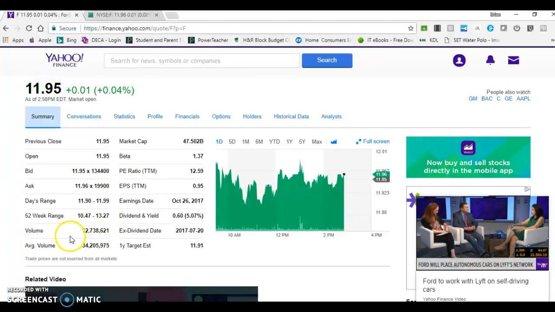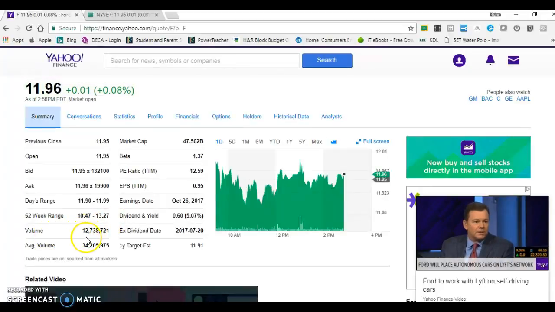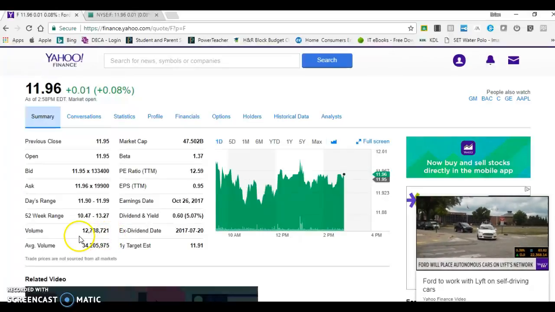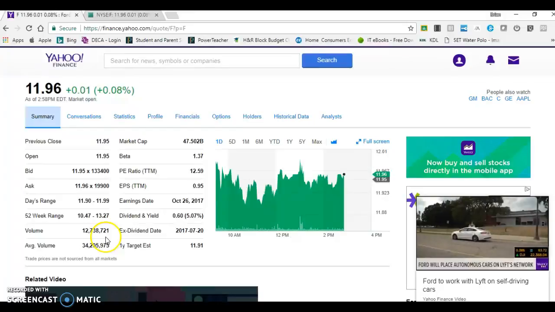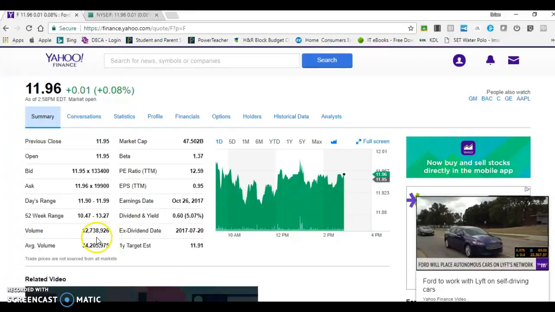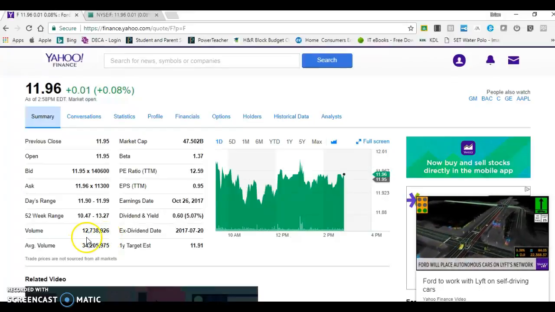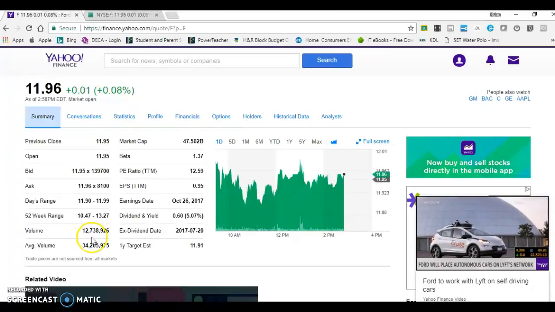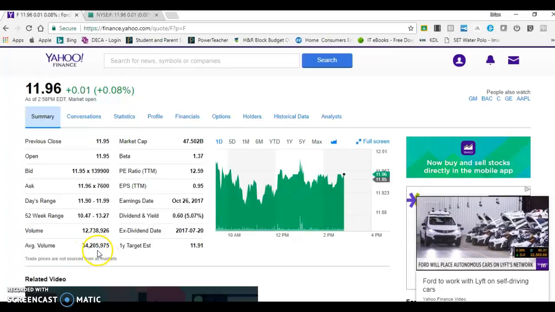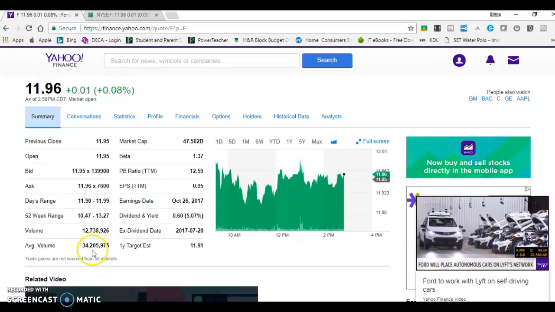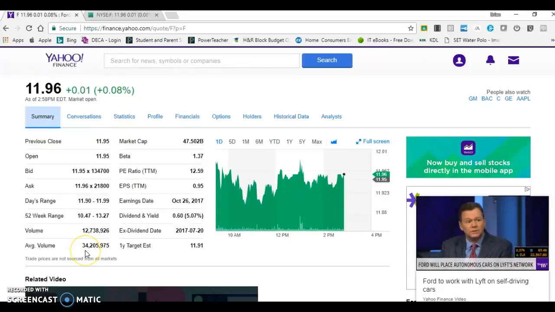That's it. Next number I want to show you is the volume here, and this is the number of shares that have been traded on the stock exchange today. So that's a lot of shares. I mean, that's huge. And then this is the average. So on an average day, all right, we're not talking about thousands, we're talking about millions of shares traded.